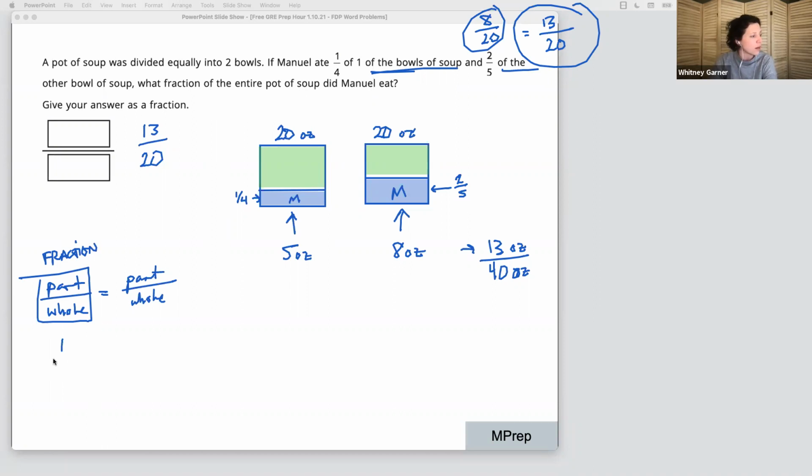So 1/4 is equal to some unknown over some total. In other words, I'm taking 1/4 of the 20 ounces I have available. So 1/4 of 20 is 5 ounces. And then 2/5 of 20 would be 8 ounces.